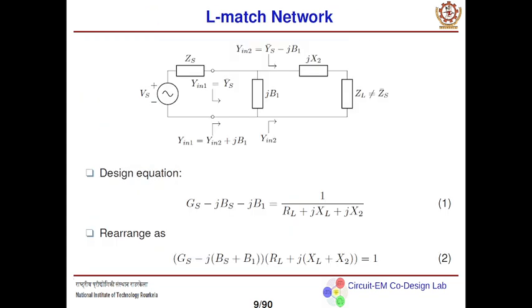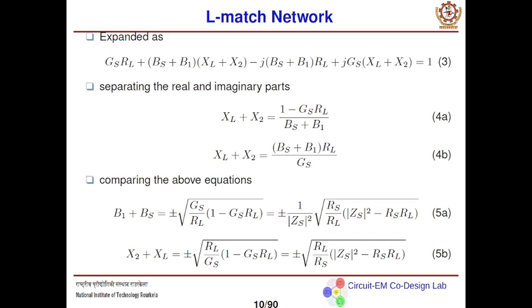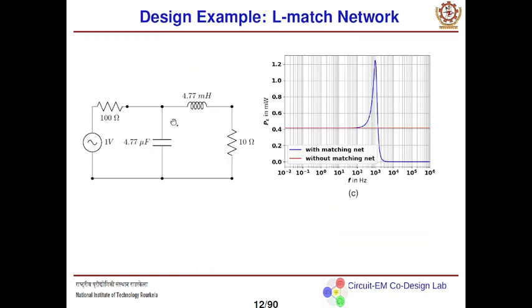The earlier design of matching networks was performed based on this conjugate property. You can see here, if you equate the impedance at the source side and the load side in terms of the conjugate of each other, you can get the design equations and design the matching network. This is an example of designing a matching network for a load of 10 ohm and a source of 100 ohm, designed for 1 kHz, and you can see that at that frequency point maximum power is delivered to the load.